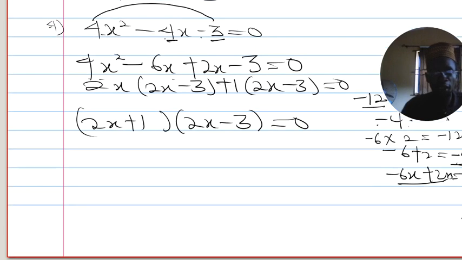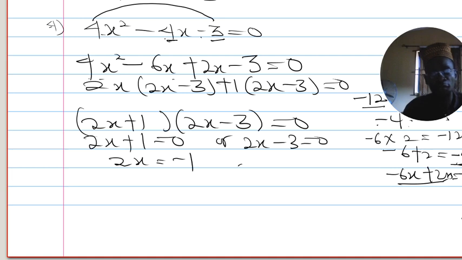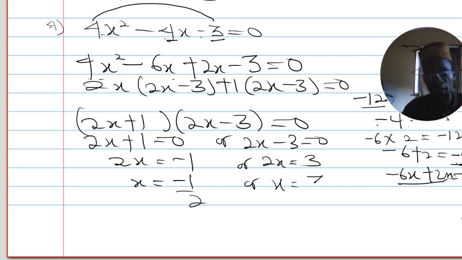Here now we can have 2x + 1 = 0, or 2x - 3 = 0. Here we can have 2x = -1, or 2x = 3. Dividing both sides by the coefficient of x, which is 2, x = -1/2, or x = 3/2. So this is the answer.